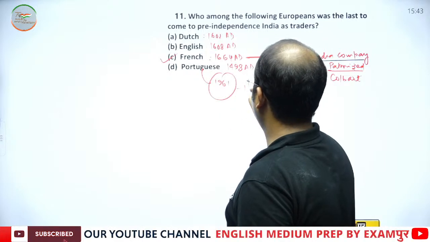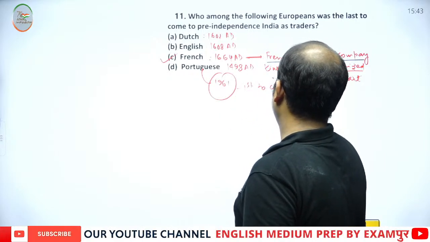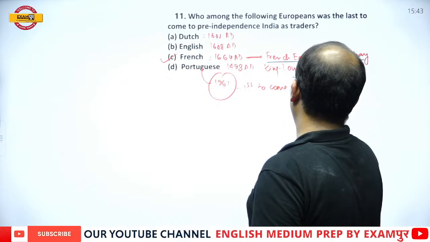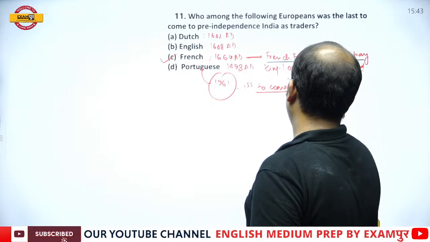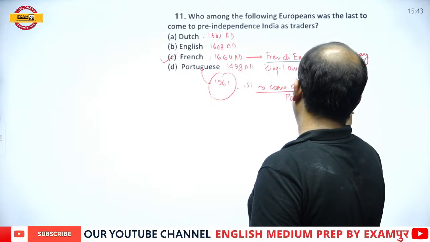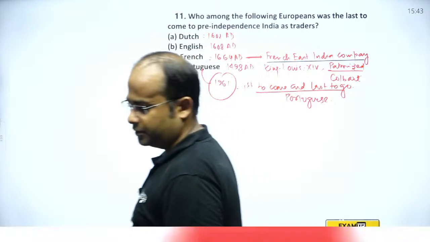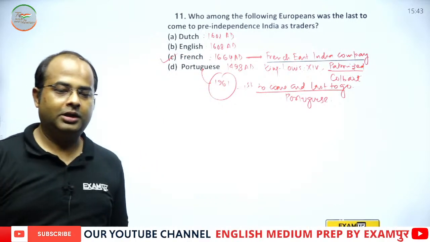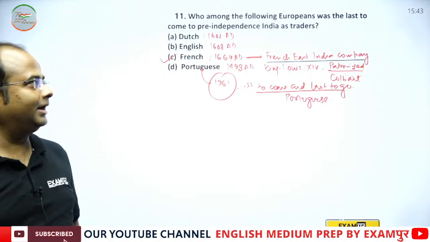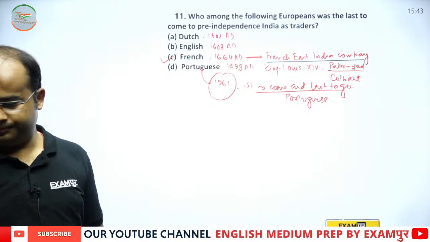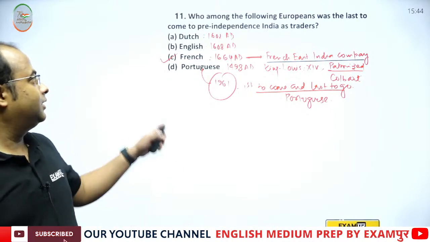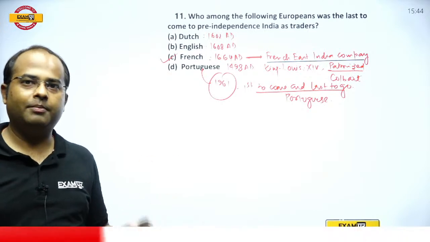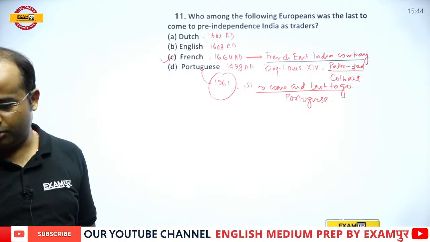So first to come and last to go, they were Portuguese. In 1961, they finally vacated India. First to come and last to go, they were Portuguese. So the correct answer will be, guys, option C, that is French. So they were the last European company to come to India for trade and commerce purposes.